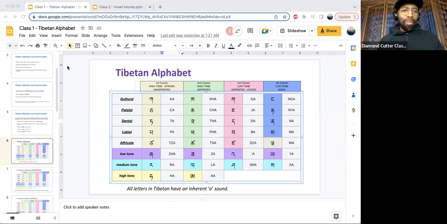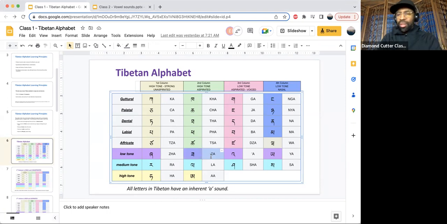Good. Yeah, so ZA, low tone, 6th row, sa. It means to eat, okay? You have to learn this one. Sawa means to eat. You don't want to starve. All right, here we go. Next letter, nga. Nice. Okay, good. That's correct. Very good, everyone.